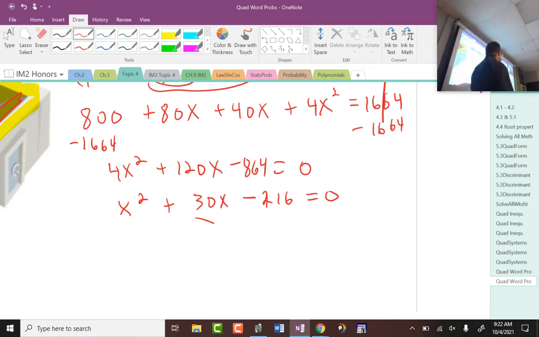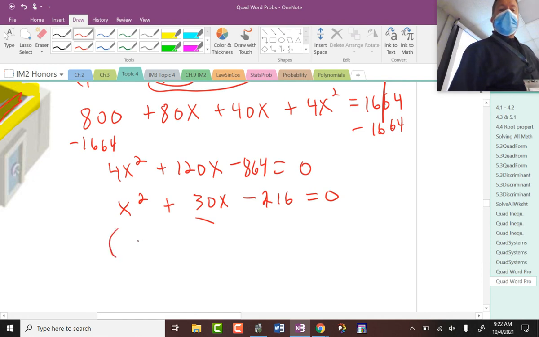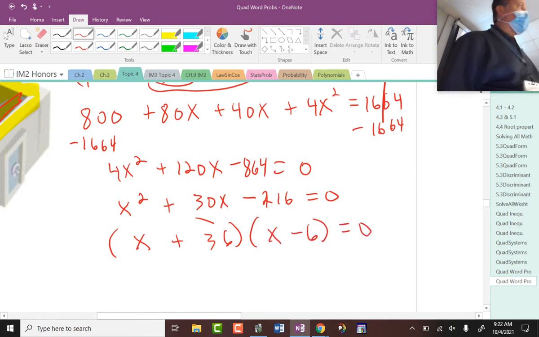A sum that's 30, but then those same two numbers multiply to be -216. The -216 is correct, right? Otherwise, we've got a problem. Yes? 6 and 36, but which one's negative? 6. So what does that mean, though? That's our factoring numbers. 36 and -6. Good FOILers are good factors.